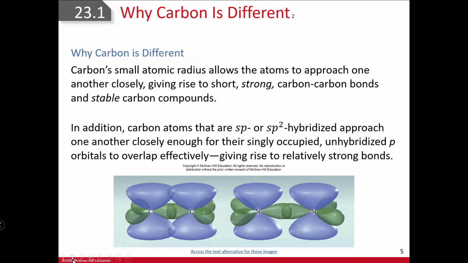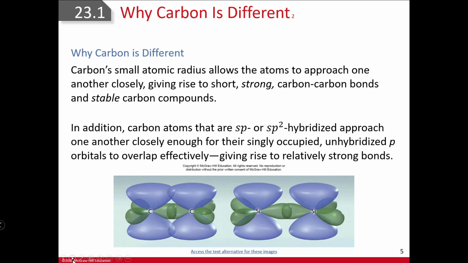So to give you an illustration of what a pi bond looks like, let's look at this. It says carbon's small atomic radius allows the atoms to approach one another closely. That's really important to remember too. Carbon is in period 2. It's a very small atom, and it allows the atoms of carbon to get very close, which allows an overlap of these pi bonds, which are shown in purple here, above and below the axis.